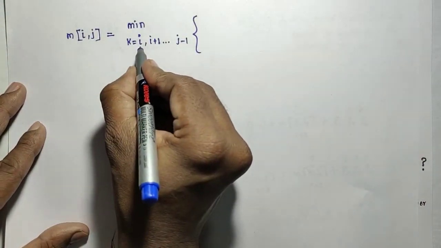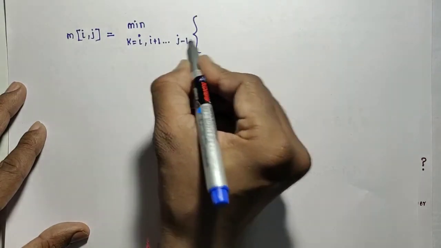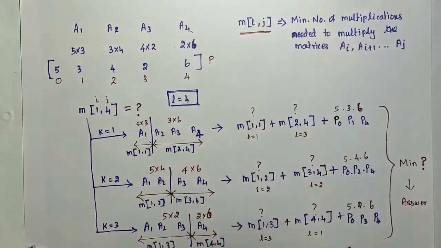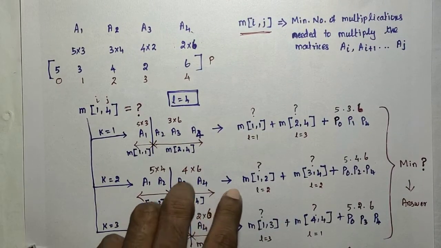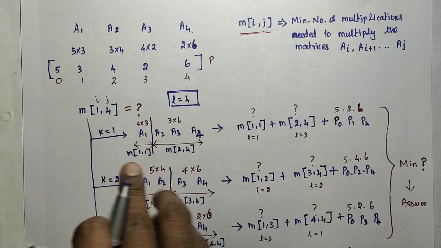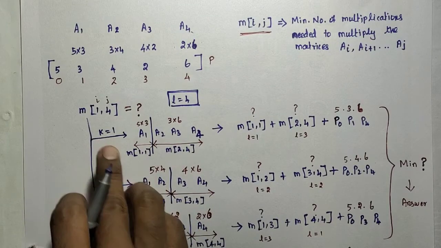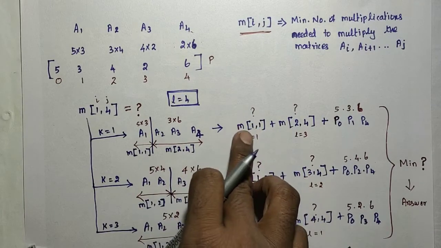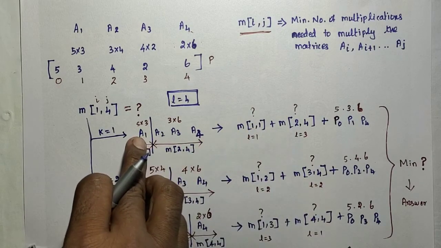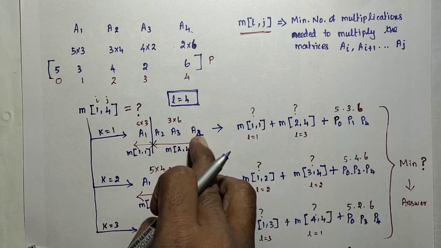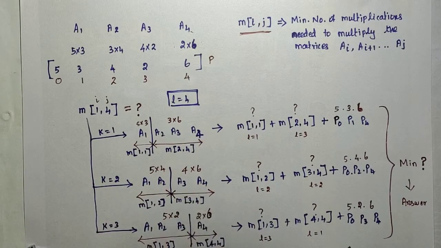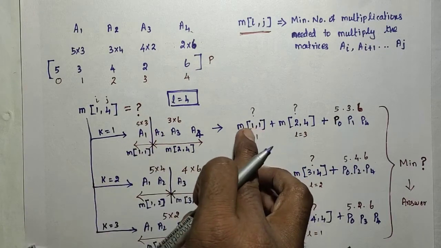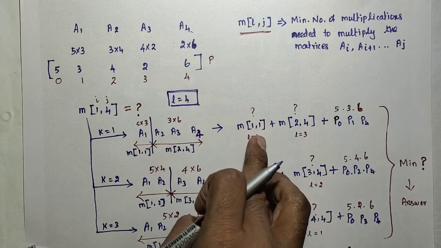Just substitute k equal to i, k equal to i plus 1, up to j minus 1. How can we generalize this term? Here, the split position is k, correct? We have split at 1, which means the number of multiplications needed from i to j. Starting at i and ending at j, so from i to the split position, that is i comma k.